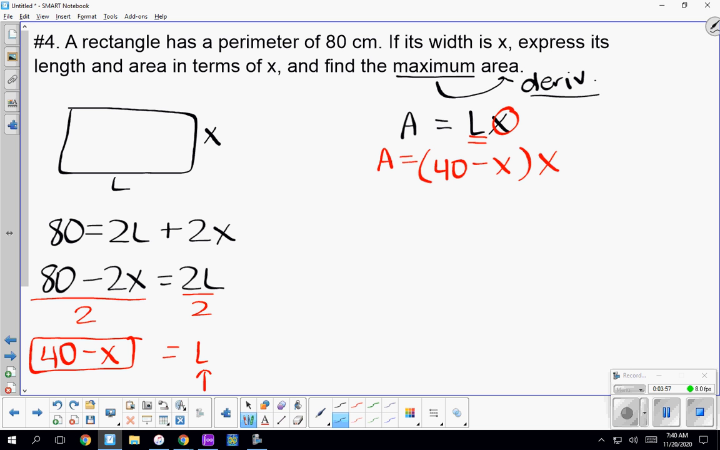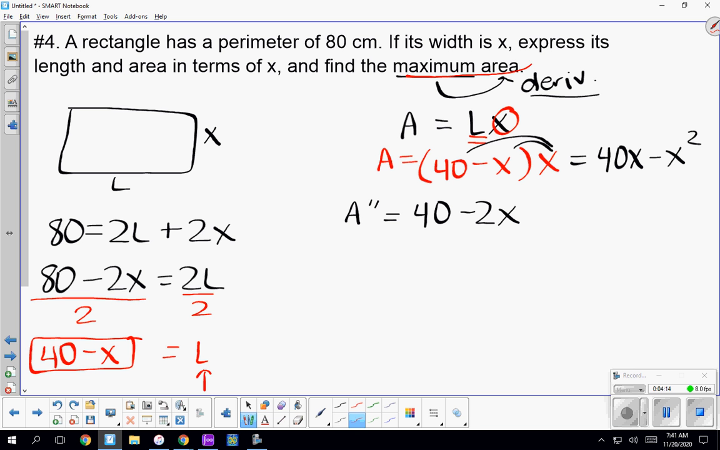So we could leave it like this and use product rule, or we can distribute so that we don't have to use product rule. So we're going to get 40x minus x squared. And now when we take the derivative, we're going to get 40 minus 2x. And again, we knew we were going to take the derivative of the area because that's what we're maximizing right here. If they asked me to maximize perimeter, then I would have come up with a perimeter equation and taken its derivative. So I accidentally marked that as the second derivative, sorry.